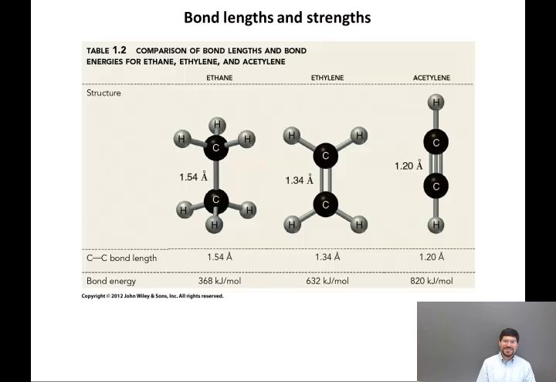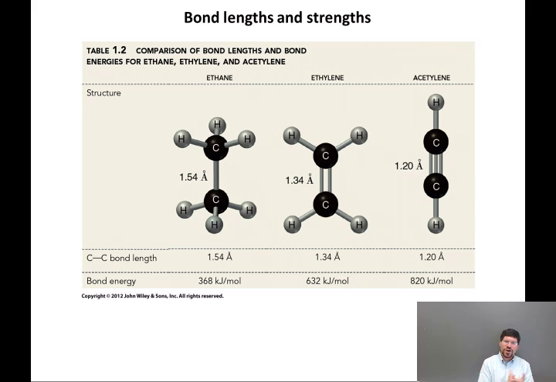Okay, one more thing we need to consider when we're talking about double bonds and triple bonds are bond lengths and bond strengths. This is best looked at by looking at a table. Single bonds are longer than double bonds, which are longer than triple bonds. And that should make sense to you, right? Because if you have more electron density between two carbon nuclei, that's more glue, so to speak, to hold those two nuclei together.